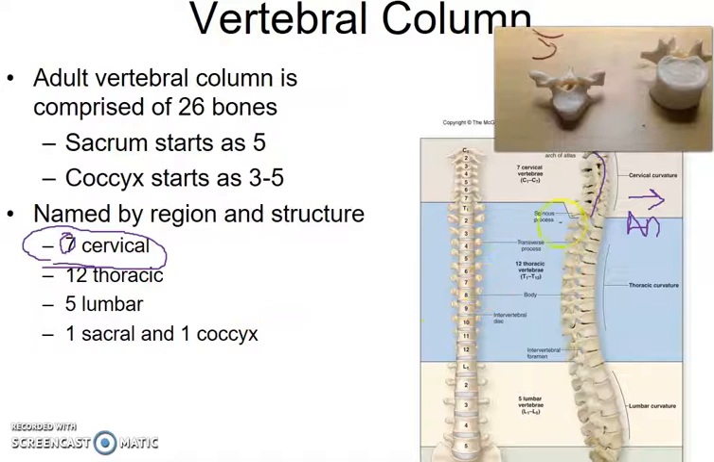Now, the thoracic one is your thoracic region, and there are 12 thoracic vertebrae.